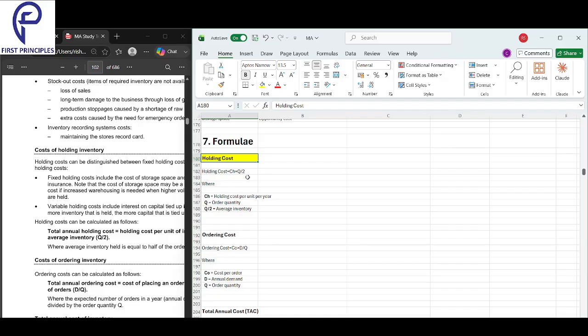So all the time the entire inventory will not be there on the floor of your godown. So it's very important that you only take the average inventory. Average inventory is Q by 2.